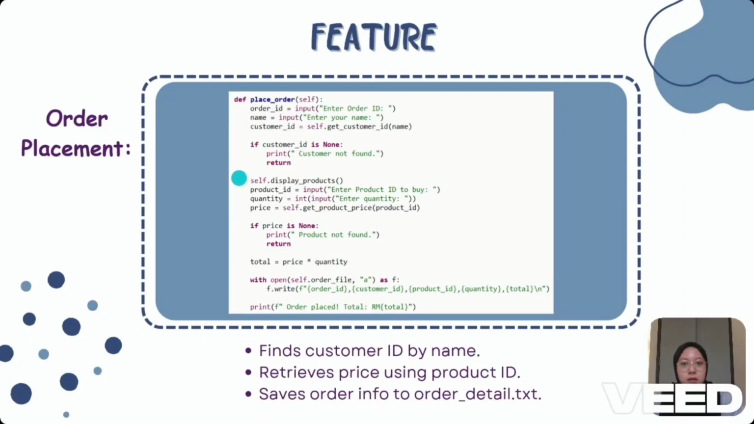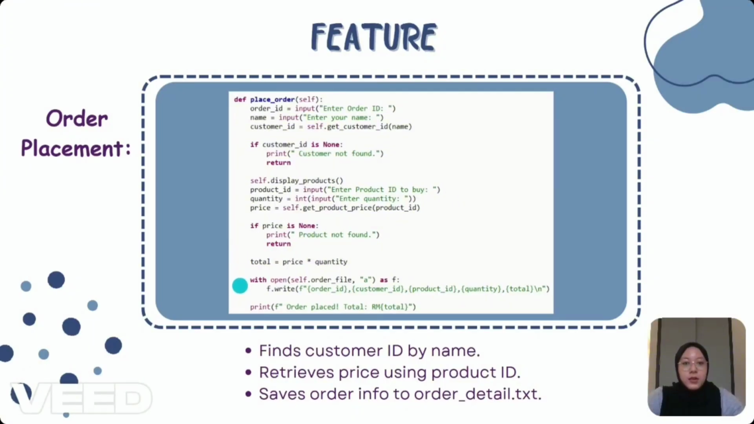This part is product selection. So it is to check available products, which are displayed using display product. And the user selects a product by entering its ID and the desired quantity. And the get product price helper retrieves the price based on the product ID. And if the product isn't found, the order is cancelled with an error message.